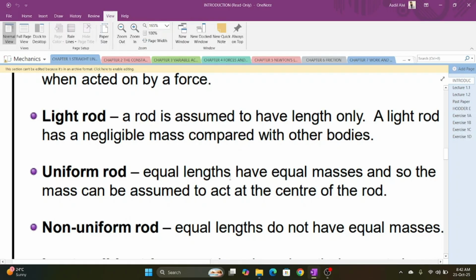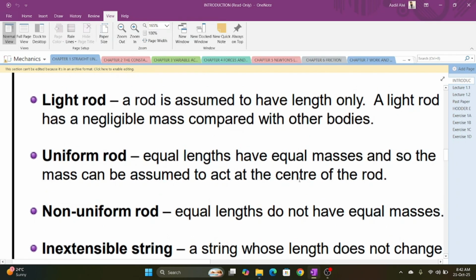Okay, so uniform rod refers to those objects that have equal lengths with equal masses. So let's say that I'm talking about a 1 meter ruler. If I talk about the first 50 centimeters, the first 50 centimeters are going to have the same mass as the last 50 centimeters of that same ruler, because the mass has been equally distributed on both sides. So that's what we mean by a uniform rod, okay. And a non-uniform rod does not have that property.